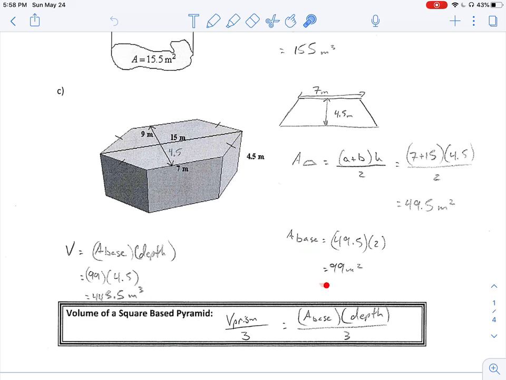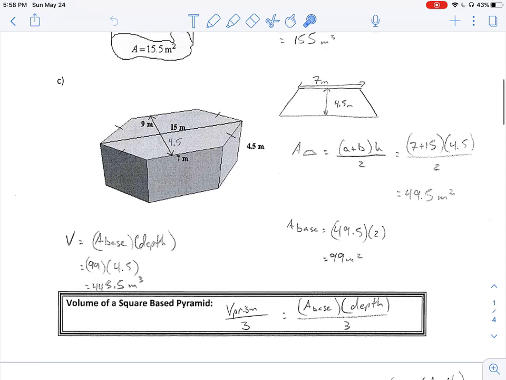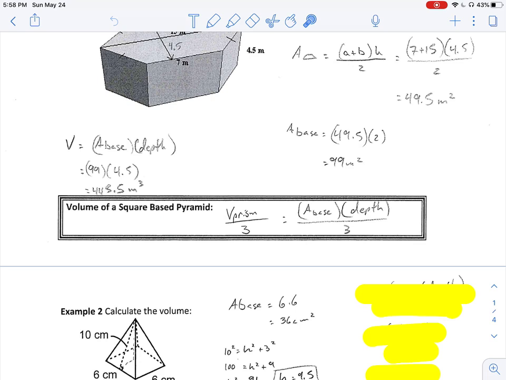So now that we have the area of the base, 99 meters squared, we can then plug it into our prism formula. Area of the base multiplied by the depth. Well, we know it's 99. Our depth is 4.5, and that's indicated over here, so how deep it goes, 4.5. So 99 times 4.5 gives us 445.5 meters cubed.